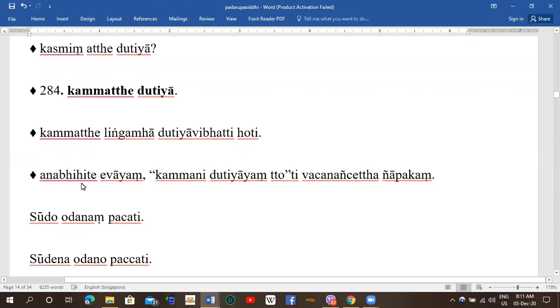Anabhihite iti, kamani tutiya yan kato hiya noto kato kato. Kato kamani tutiya yang kato vachananja itta nyapakam. Anabhihite iti here refers to the instrumental case. The instrumental case is used only in the anabhihita kama. Okay, nyapakam iti: vachana, the speech, the sutta. Kamani tutiya yang kato is evidence or quotation.